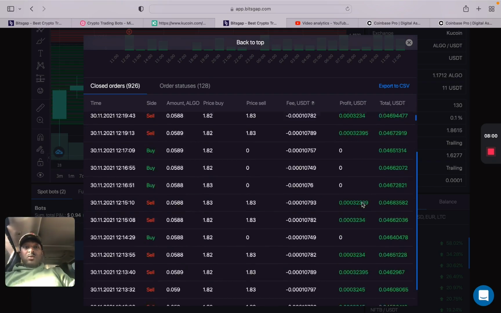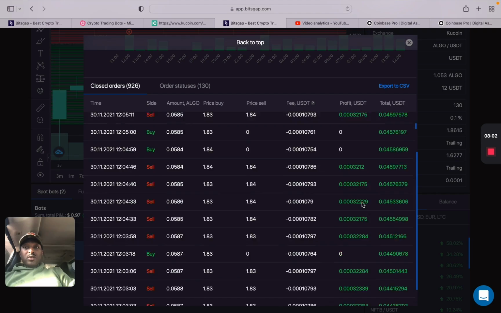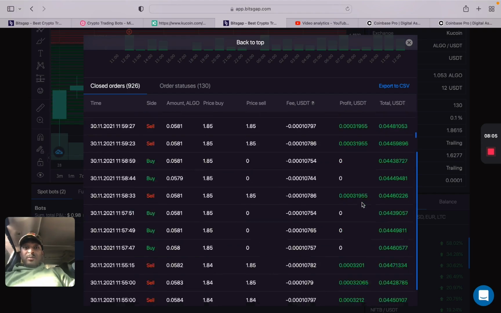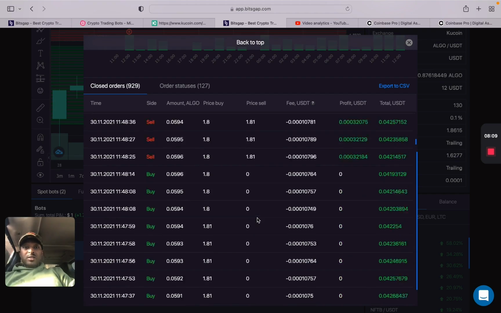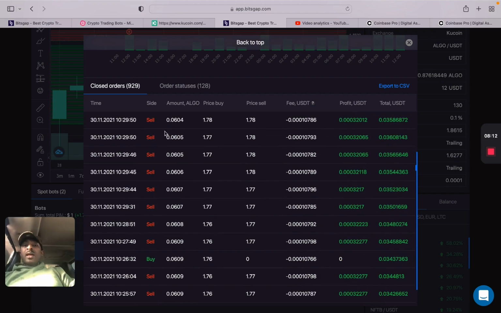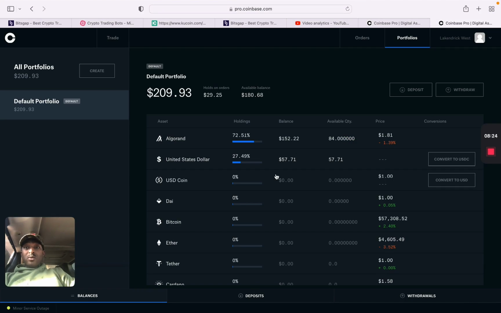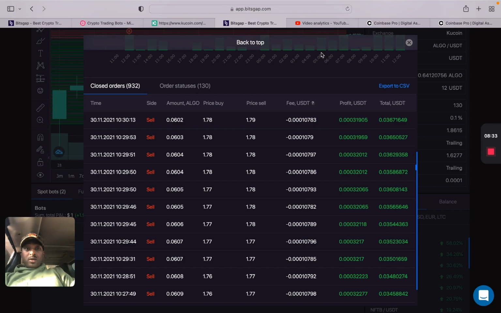So if you scroll down through here, you can see all of the closed orders that this bot has performed for me, each and every one of them. You can see the times, you can see how much, and everything. Now, the other cool thing about this bot is that I'm not trading in this platform. This bot is literally trading for me in my Coinbase Pro account, right? So if I go over here to my Coinbase Pro account, this is the funds that it's using. Right here, you see it says holds on orders, right? 29.25.